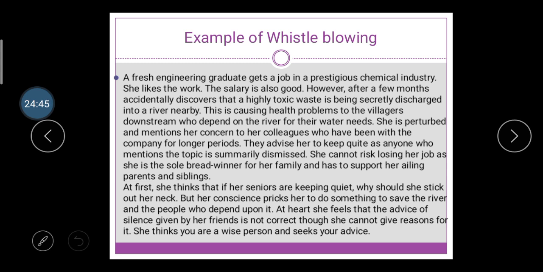Here I also give you a task. Here is an example of whistle blowing. After watching this video, you can comment on what she should do. Should she inform the government or not, and why. So here is a task for you: give her advice on what she should do, whistle blowing or not whistle blowing, and why. This is the one task given by me to you.